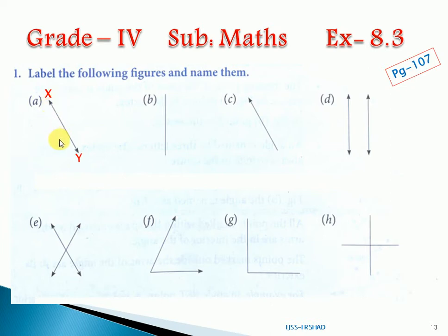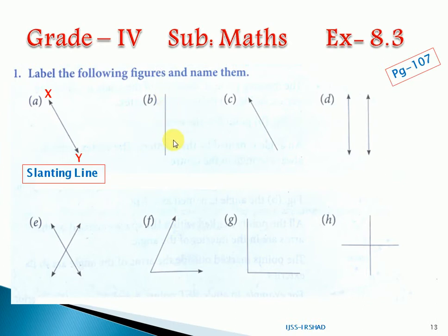I have taught you about this line in the previous class, and today also I have given a recap. So it's a slanting straight line. So here we can write slanting line. Line means straight lines here. Whenever we say lines, it means straight lines. Here also you can give a name.